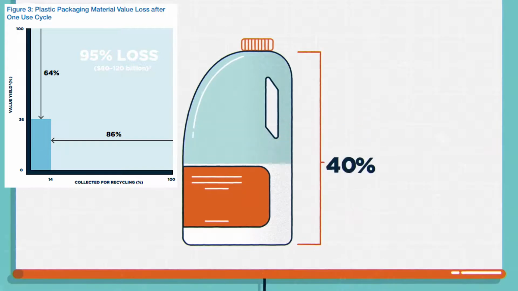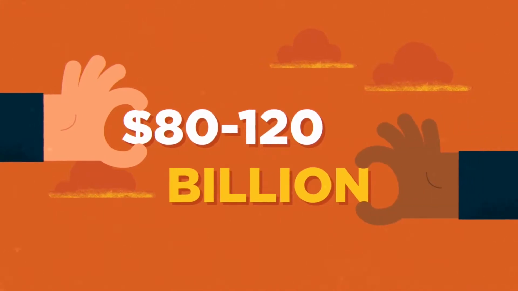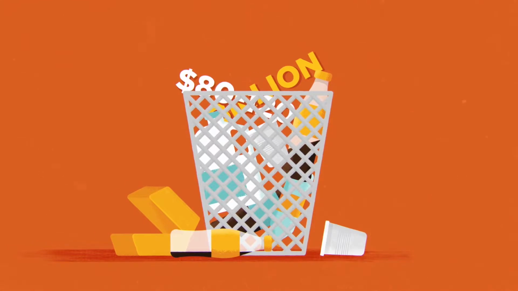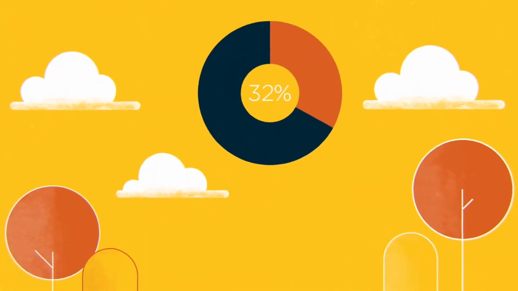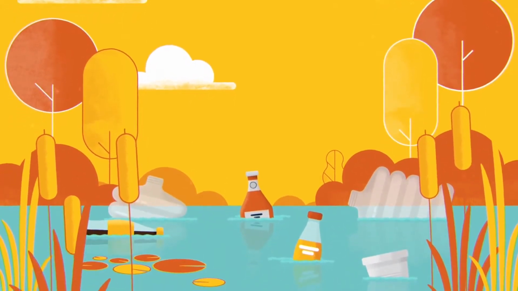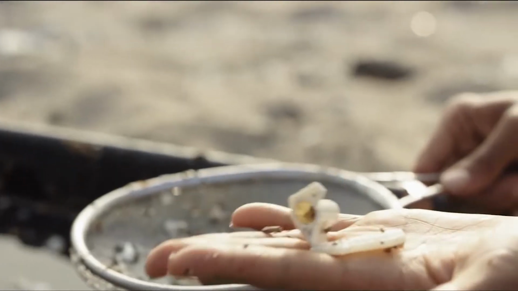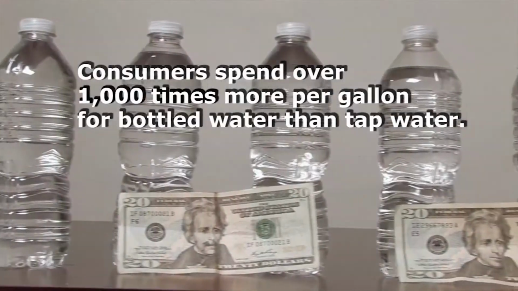After a first short-use cycle, 95% of plastic packaging material value, or $80 to $120 billion annually, is lost to the economy. A staggering 32% of plastic packaging material escapes collection systems, generating significant economic costs by reducing the productivity of vital natural systems such as the ocean and clogging up urban infrastructure.